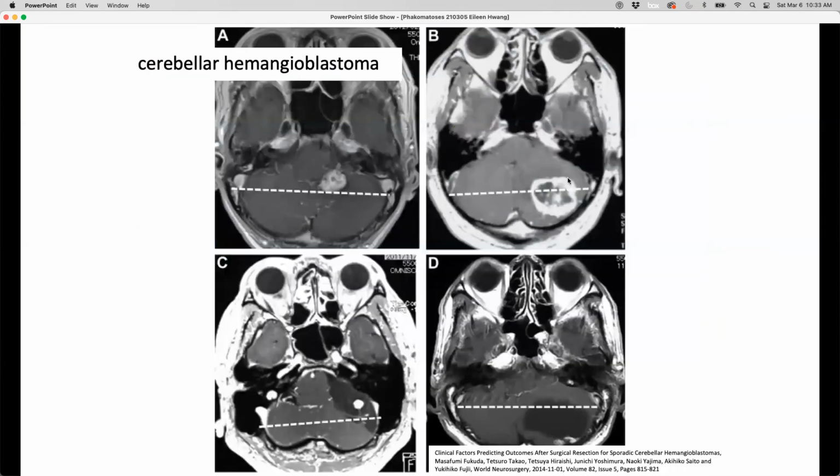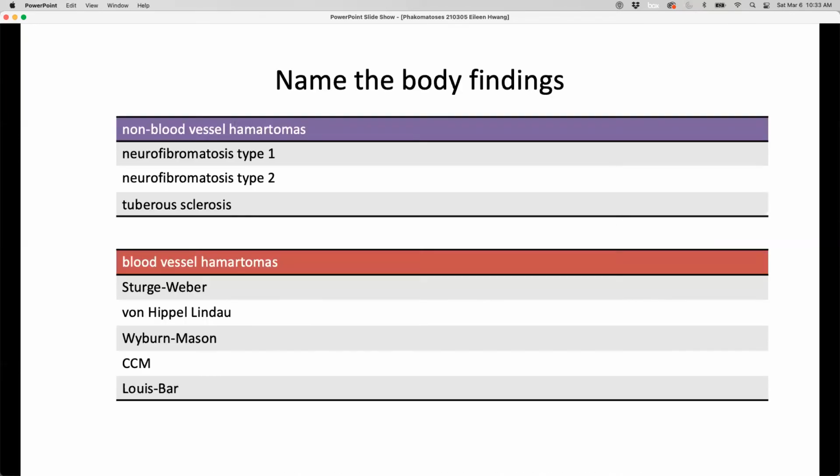Here's a picture of a cerebellar hemangioblastoma. Which condition has hemangioblastomas of the retina? VHL. Yeah. And so they also have cerebellar hemangioblastomas. Okay, let's go on to the rest of the body. You guys are doing great. We covered the skin, we covered the brain. Now we just have the body and then the eyes.